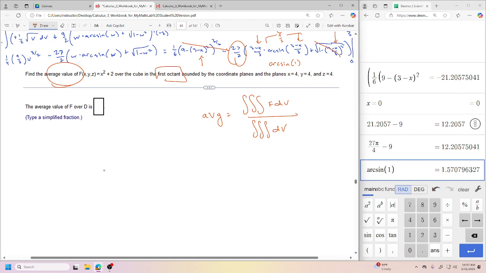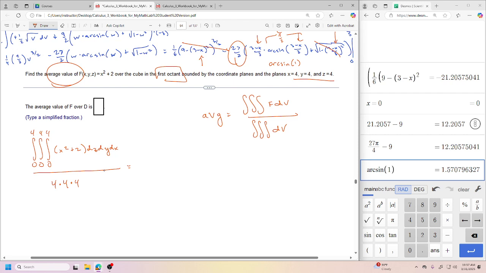It says first octant by these planes. What is this shape? It's a cube. And oh my goodness, that's so nice, so much better than the last one. What are my limits on the bottom? What are my limits on the top? Perfect. Of x squared plus 2 dz dy dx. And then all over, well, it's a cube. 4 times 4 times 4. There you go.